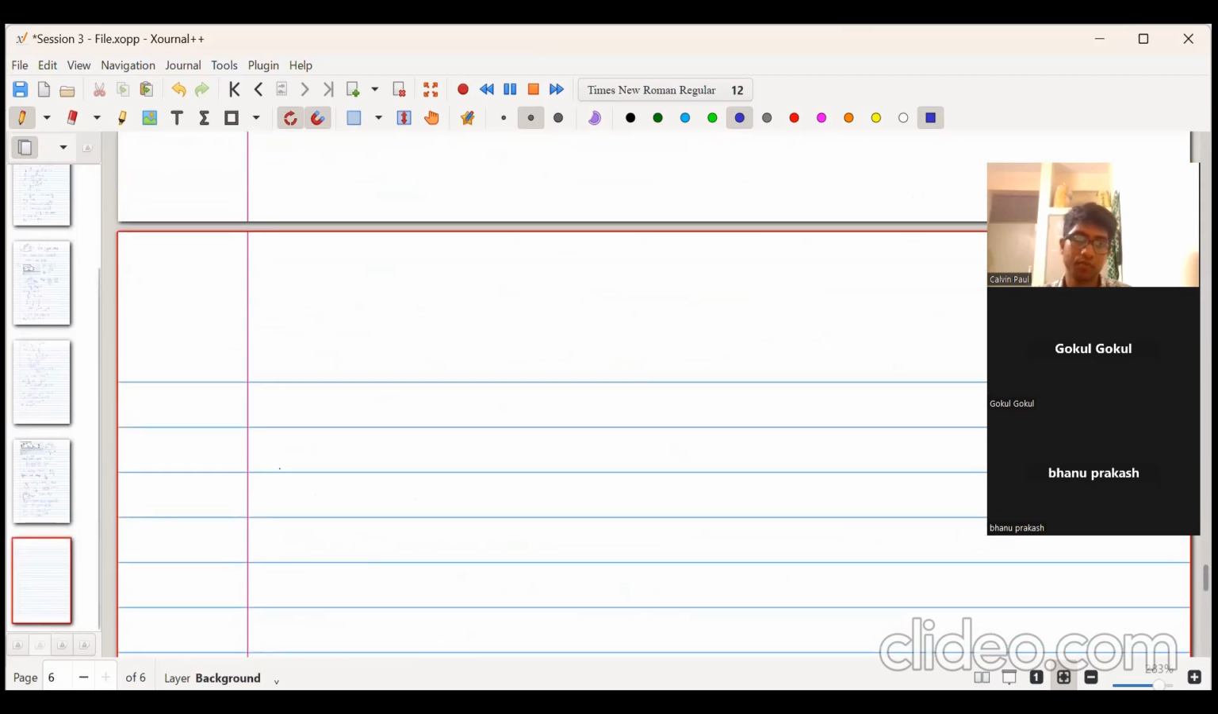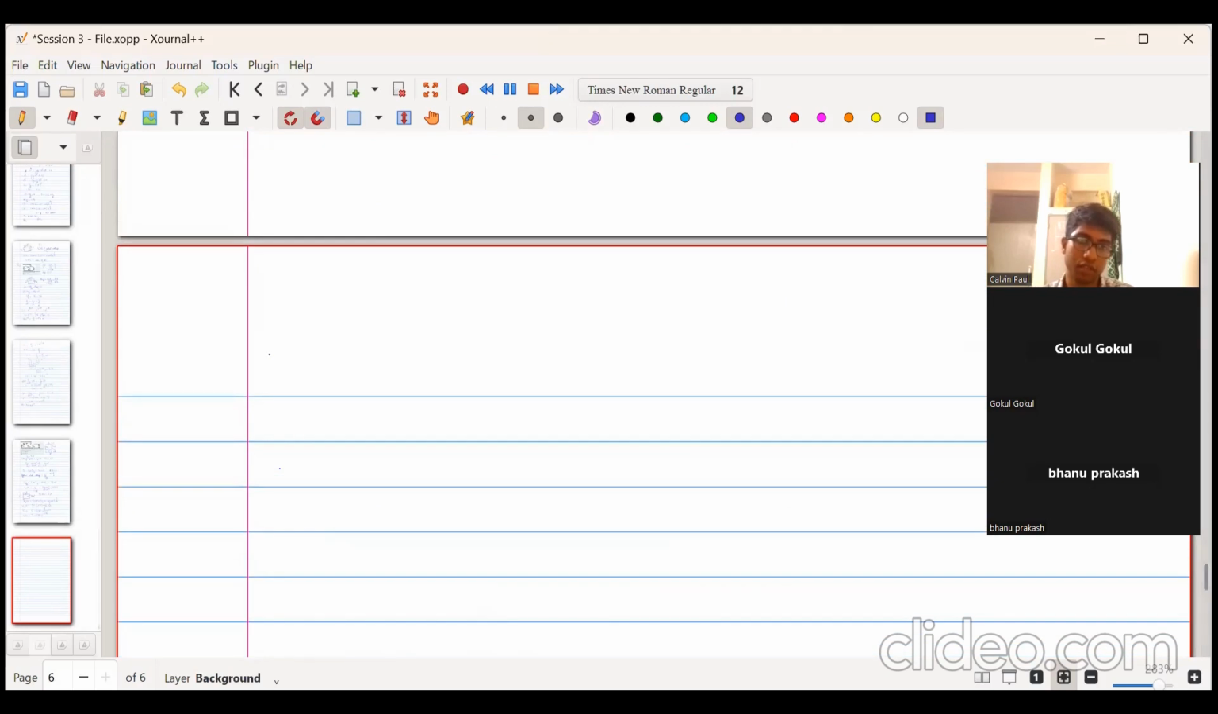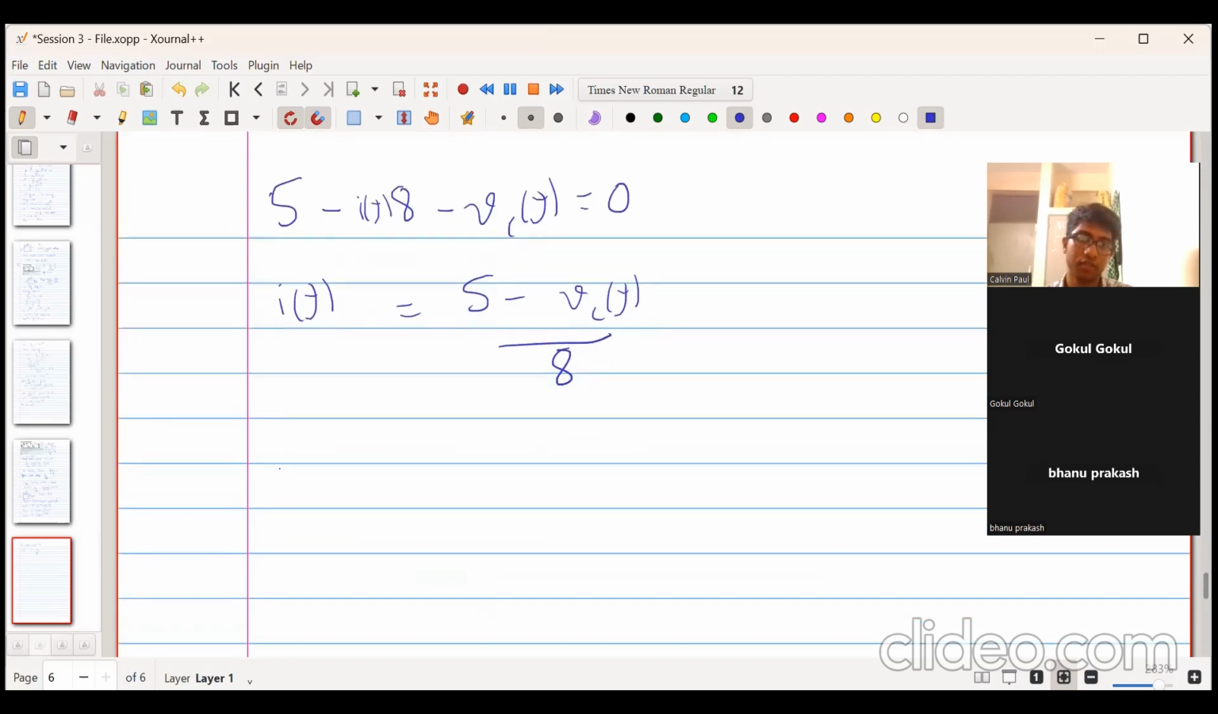So we will get it to be of this form. KVL: 5 minus I of t into the resistor, that is 8, minus the capacitor voltage Vc of t equal to 0. So I of t is equal to 5 minus Vc of t upon 8. So we get I of t to be equal to 5 minus 2.223 e to the power minus 6.94 t, the whole upon 8.